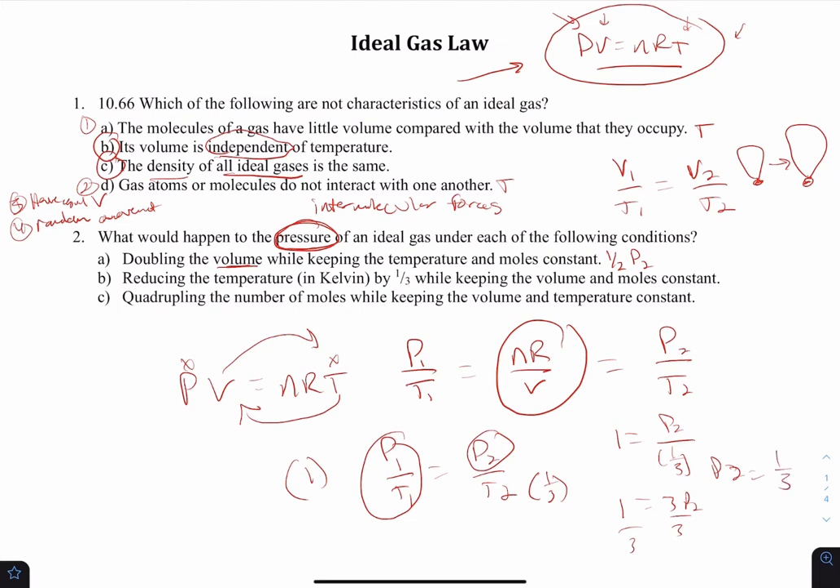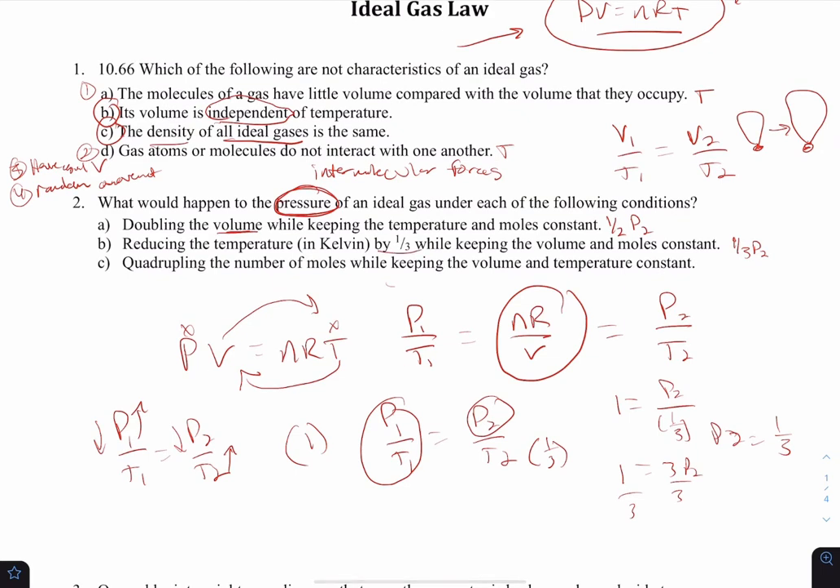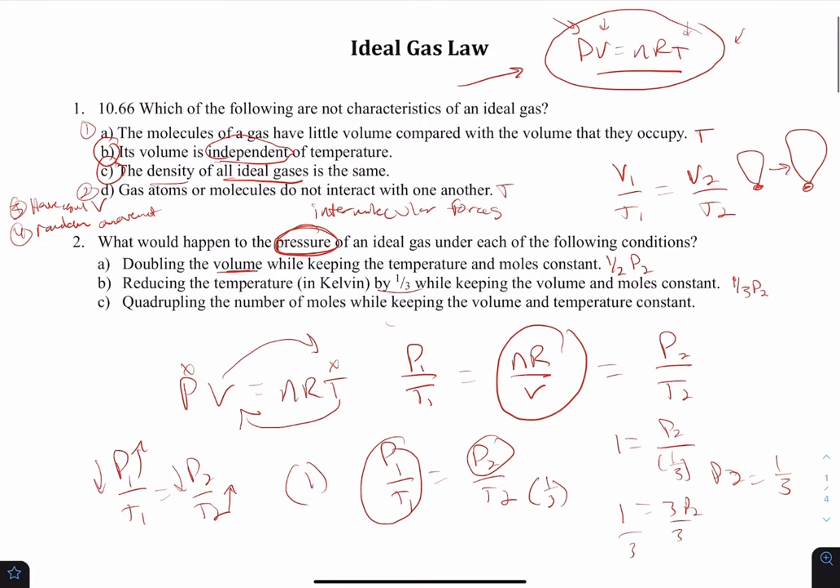Now, does that make sense? If we look at the P1 over T1 equals P2 over T2 relationship, as I increase one, the other one has to also increase, right? These are in a direct relationship. Or vice versa, if I decrease one, the other also has to decrease. So in this case, this is now 1/3 P2. It's decreased by 1/3 of its value because the temperature was decreased by 1/3 of its value as well. Okay. All right, last one.